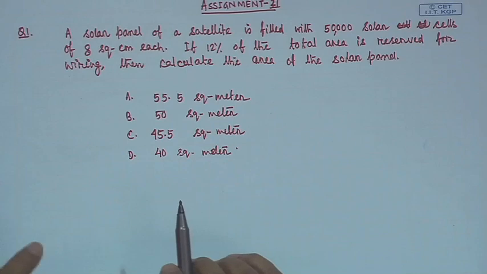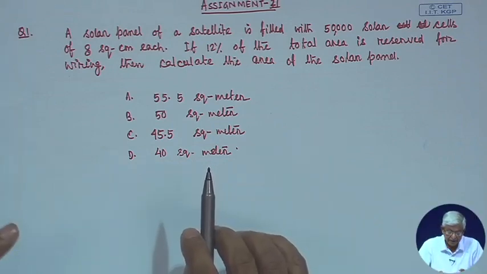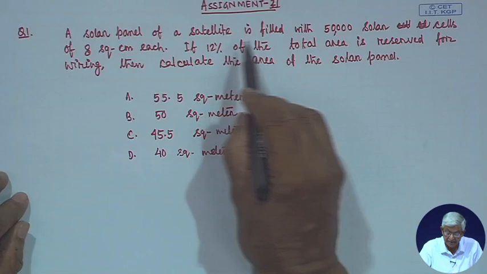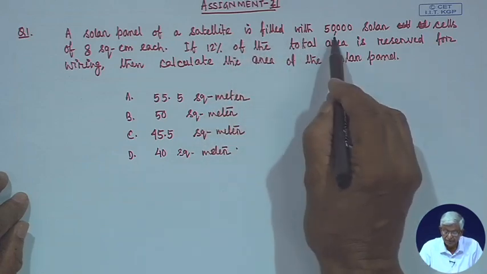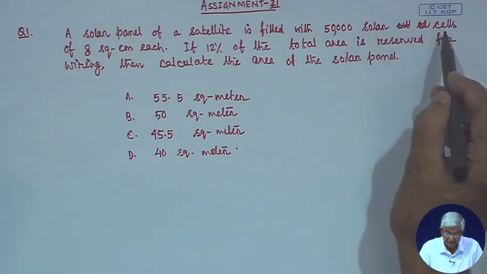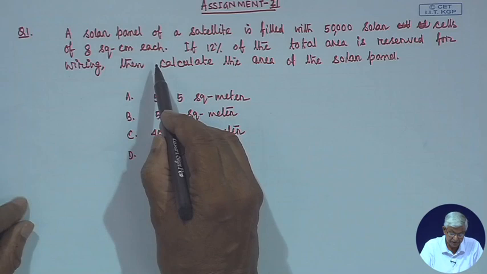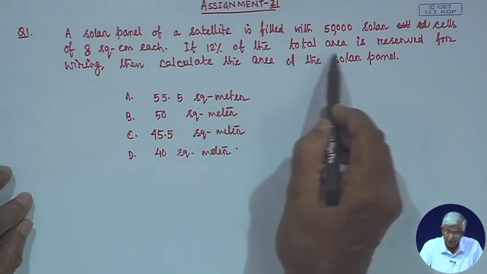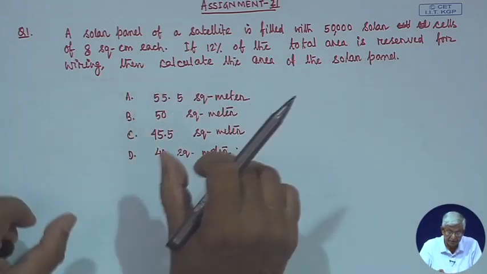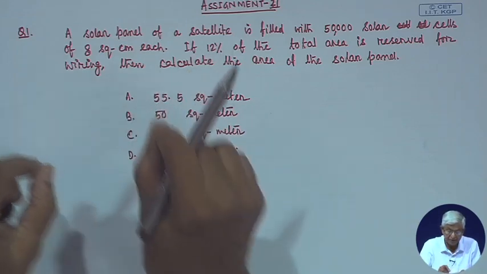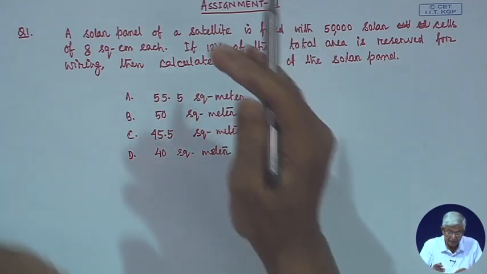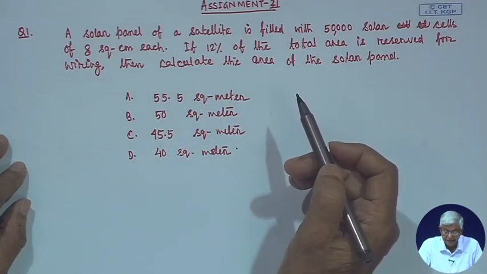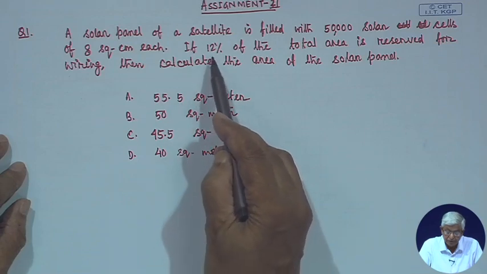Assignment number 1 is based on the solar panel size calculation. A solar panel of a satellite is filled with 50,000 solar cells, and each cell is very small, 8 square centimeter each. That is the surface area of the cell, and 12% of the total area is reserved for wiring. From cell to cell there has to be some gap, since wires have to go from the cell. So in the total solar panel, some percentage will be only wires, with no solar cell. That is about 12% of the total solar panel.